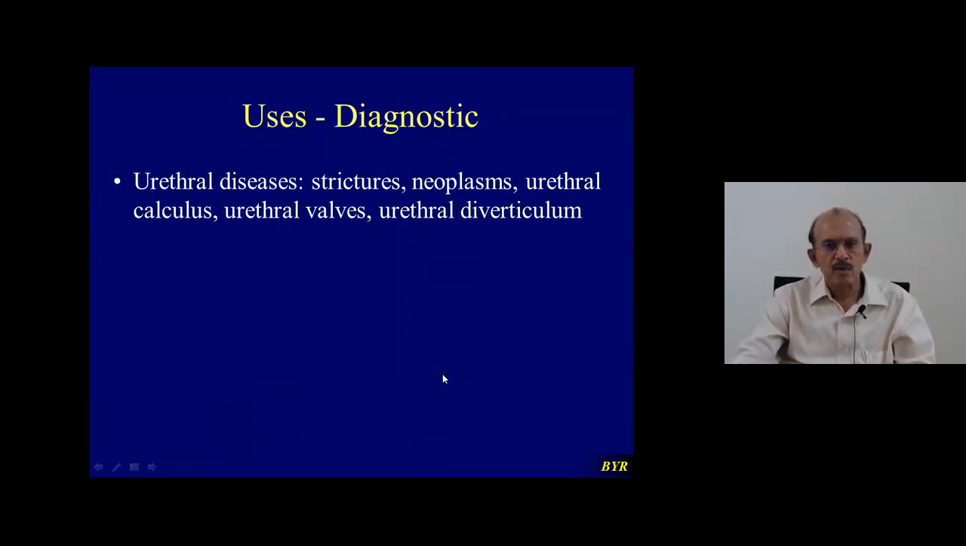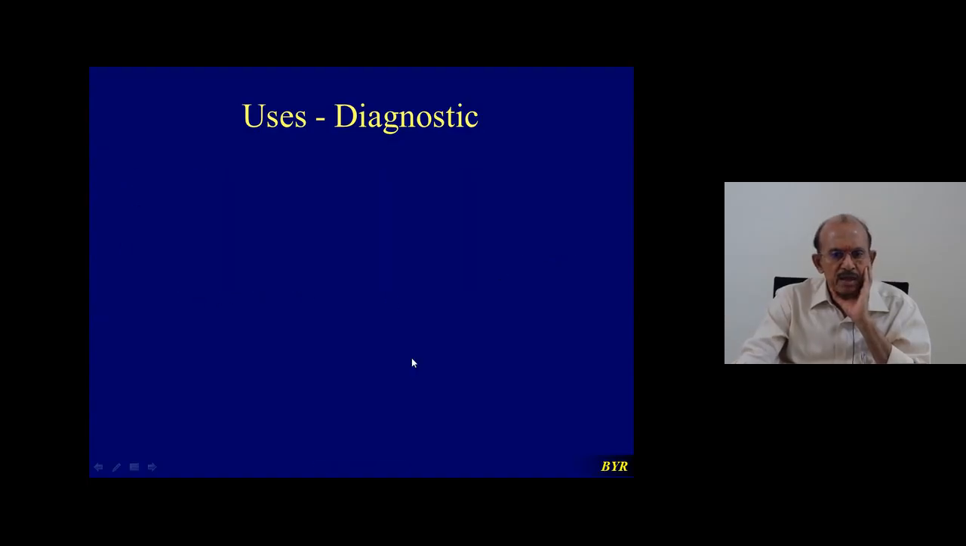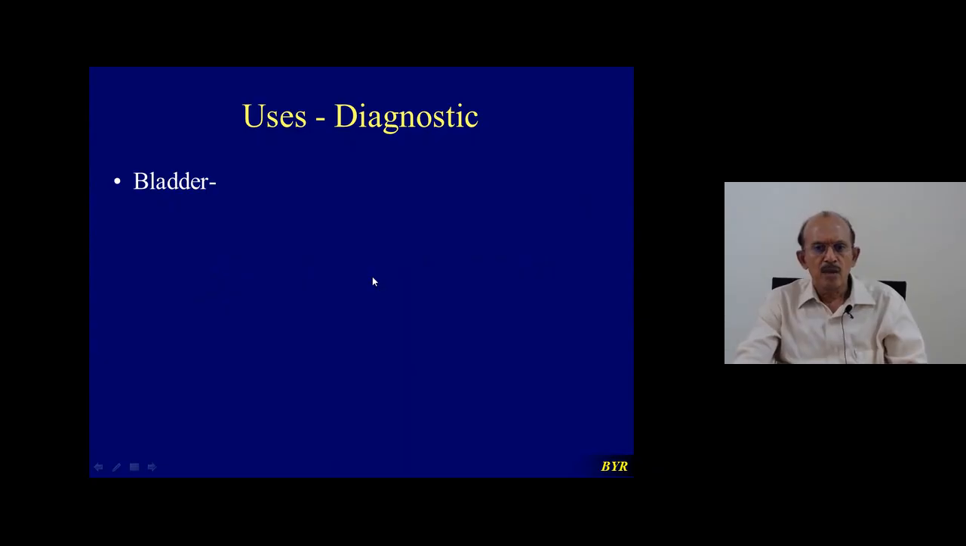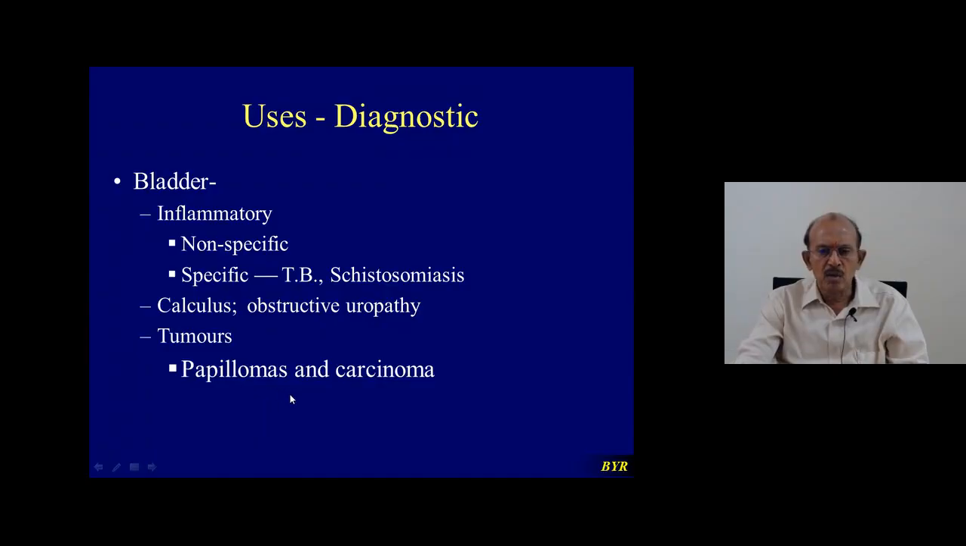Diagnostic uses: to diagnose strictures of the urethra, neoplasms in the urethra, urethral calculi, urethral valves, urethral diverticulum. Then prostate, for evaluation of BPH, chronic prostatitis, bladder neck hypertrophy, or Marion's disease. Then bladder, for evaluating inflammatory lesions. They may be non-specific or specific inflammations. Then calculus disease, obstructive uropathy, tumors in the bladder like papillomas and carcinomas, foreign bodies in the bladder, fistulas like VVF, colovesical fistulas.